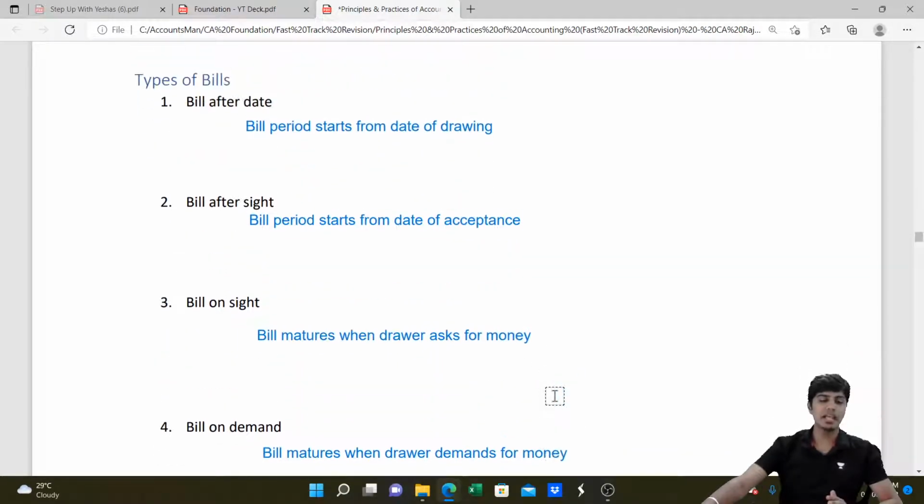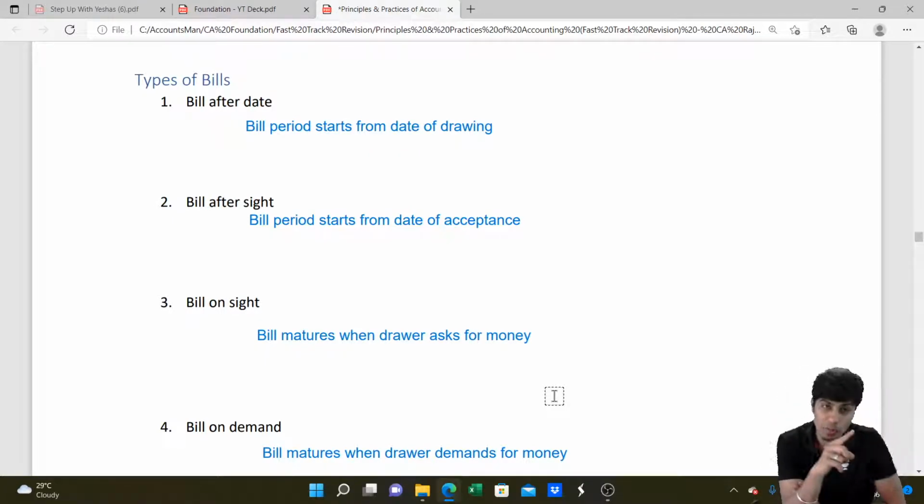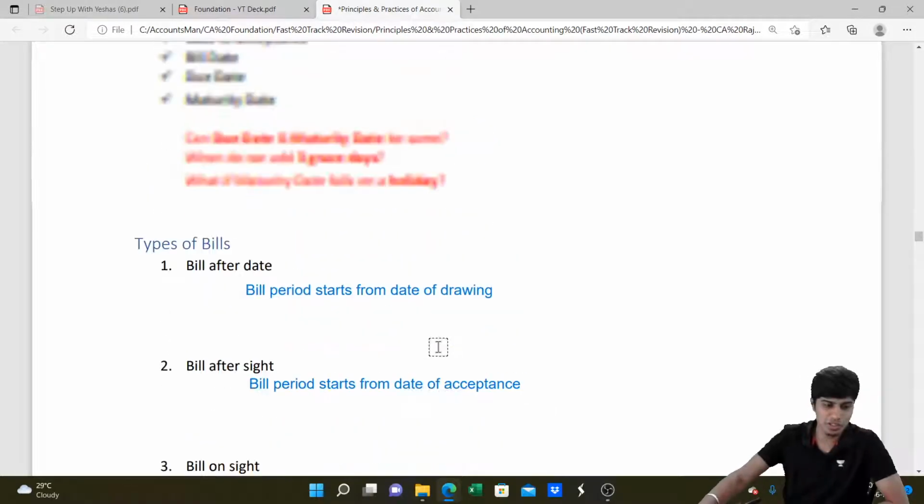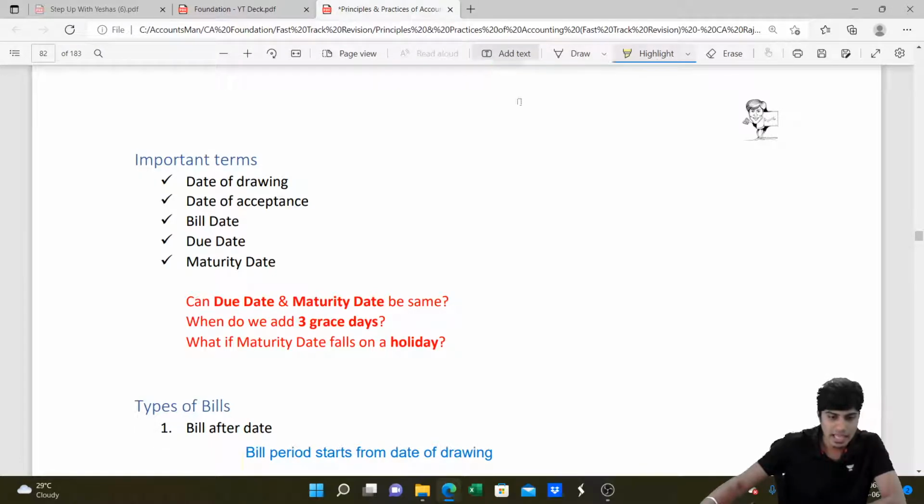So whenever they say bill after date, you start counting the bill period from the date of drawing. However, if it is bill after sight, you start counting from date of acceptance. If it is bill on sight, bill on presentment, or bill on demand, then maturity date is the date on which the drawer asks for money, meaning the date on which the seller asks for money. Got it? So far you have understood what is date of drawing, date of acceptance, and bill date.